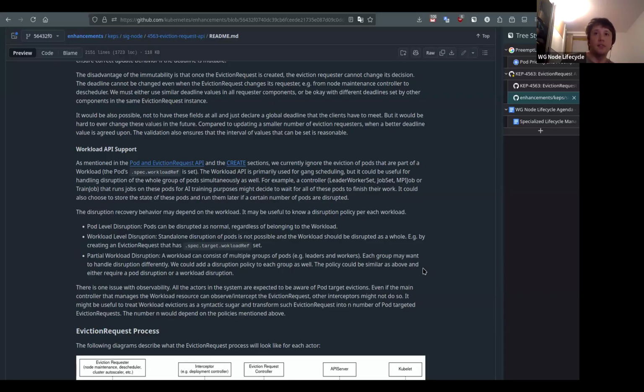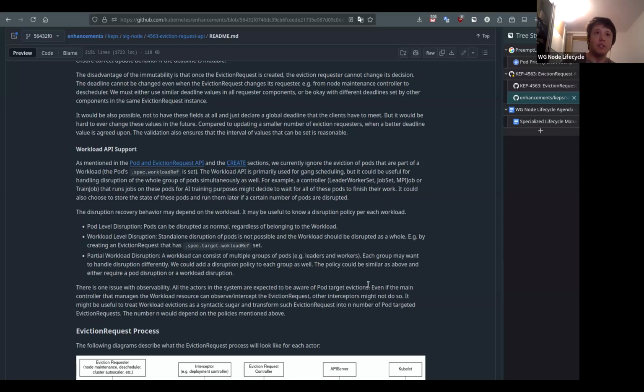Eviction request was originally meant to target only pods. But we see that with the workload, it might be a good idea to target a set of pods at the same time with the eviction request. And this, of course, depends on the application. My proposal here, a short proposal, is that we would have toggles on the workload API that would tell us how this workload wants to be disrupted.